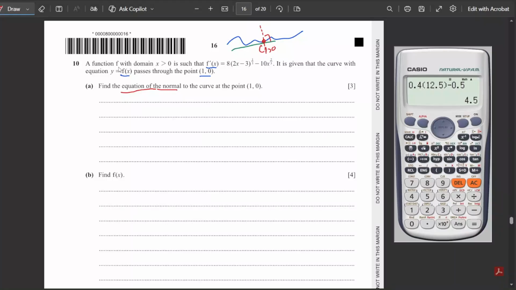To find the equation of a normal line, you generally need two things: a point and a slope. Luckily, we do have a point. The point is 1, 0, because of course the normal is going to pass through that point, and then we just need a slope. So how can we find the slope?